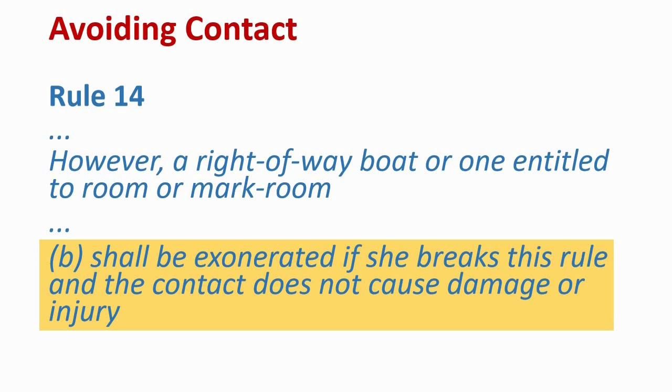However, in the case that a minor collision occurs and there is no damage, the right-of-way boat will not be penalized. In the event that a collision occurs where there is any damage or any injury, the right-of-way boat will be disqualified from the race under Rule 14, and the give-way boat will be disqualified under the rule that she broke. That's all for Rule 14. In the next video, we're going to discuss acquiring right-of-way.